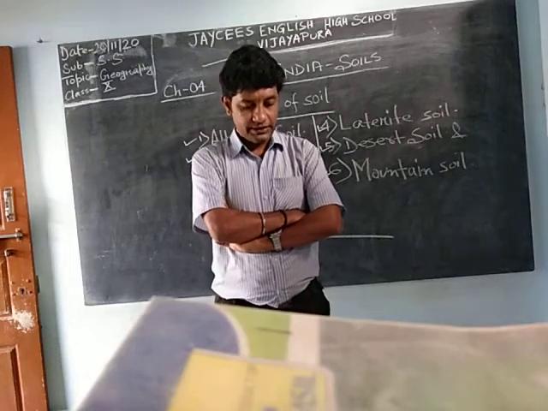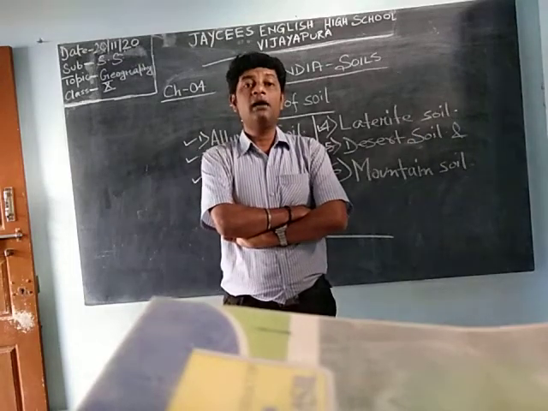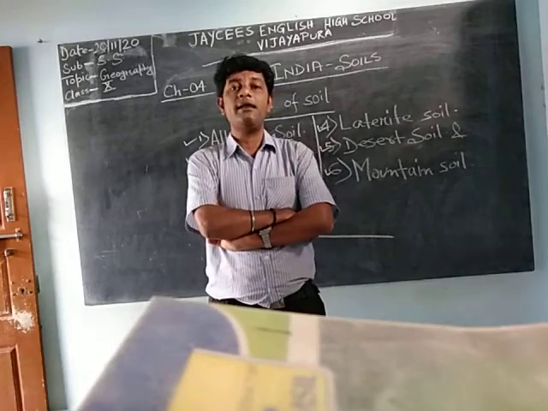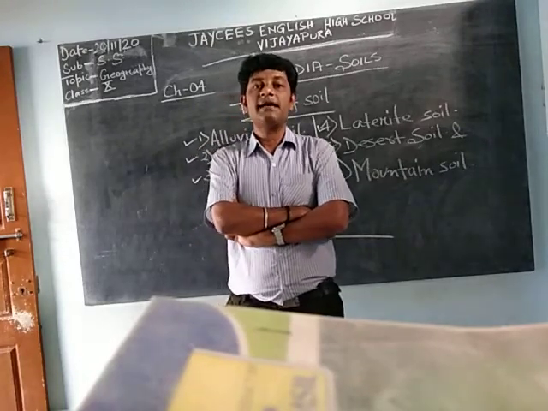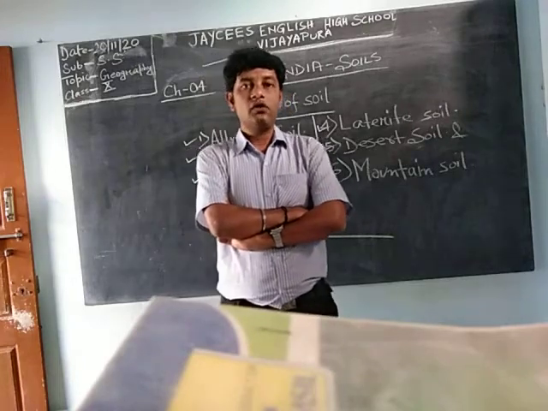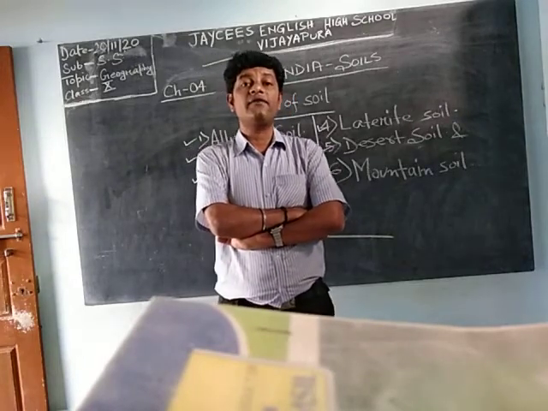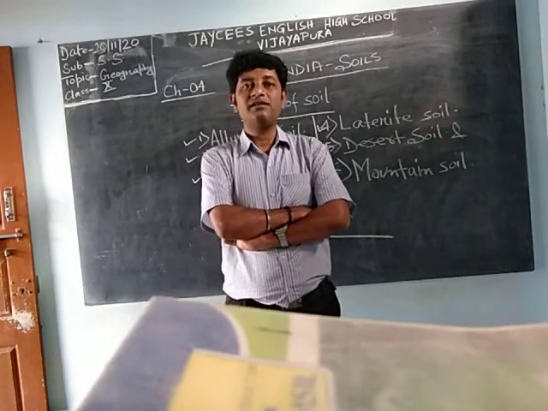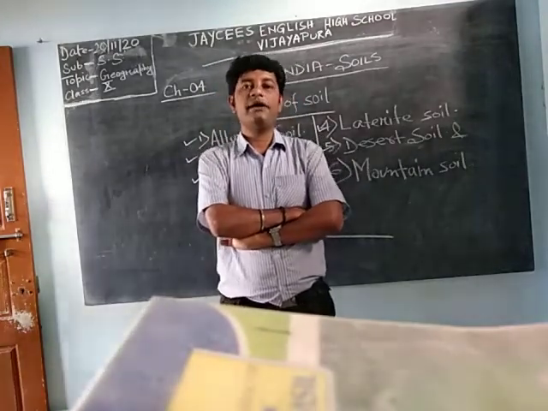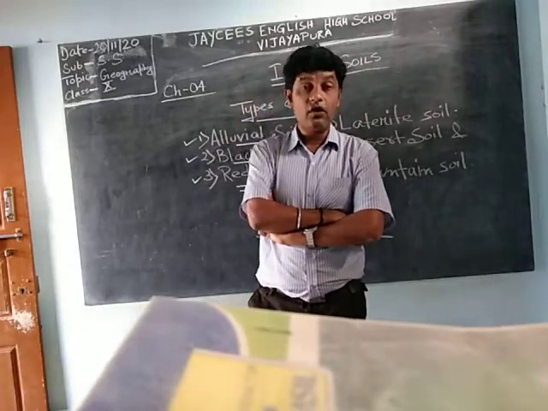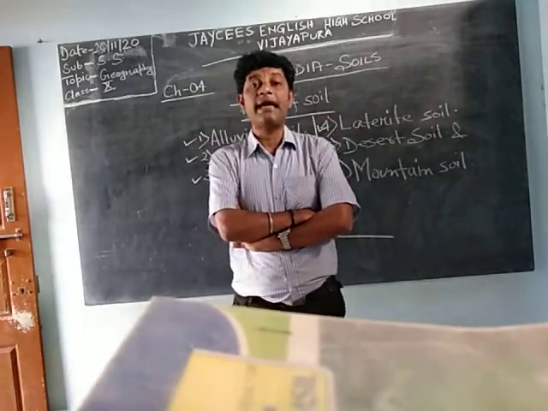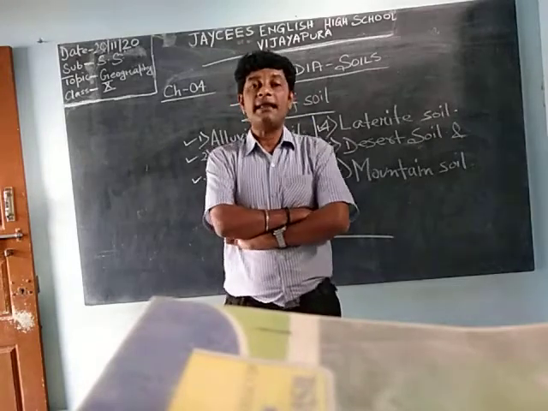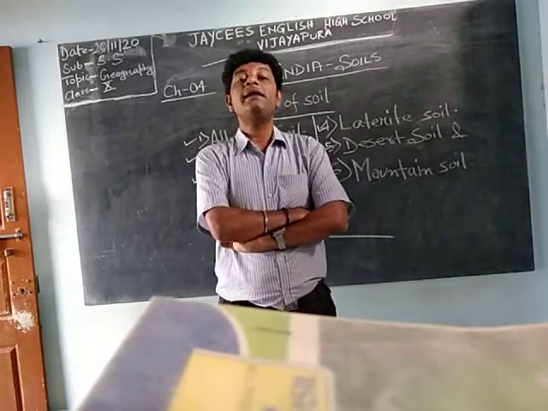So 10th standard students, now we are going through geography chapter 4, and that is soil. India soil means the soils of India. In the previous video we went through the meaning and introduction of soil: what is soil, what type of soil, and then the types of soil. In the types of soil we got 6 types. What are they? Alluvial soil, black soil, red soil.